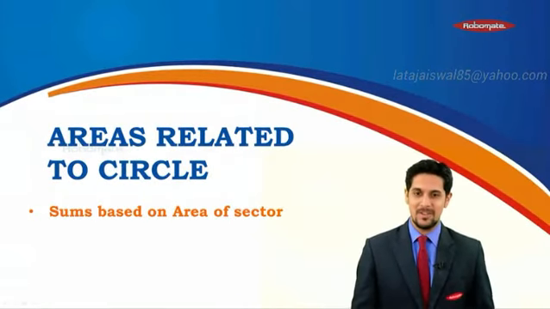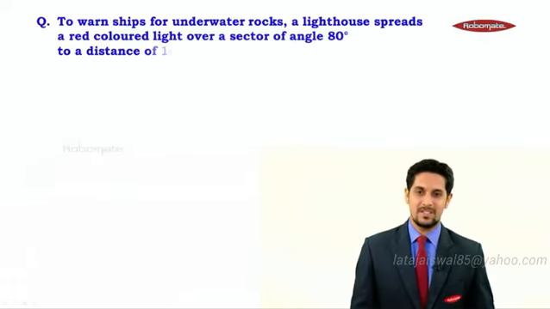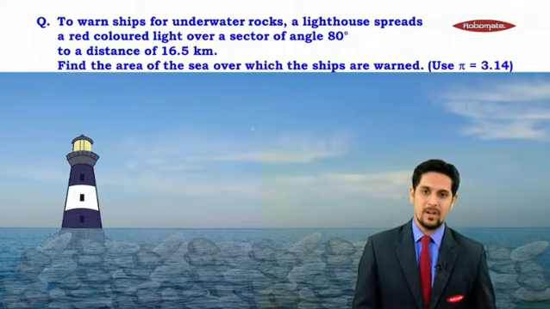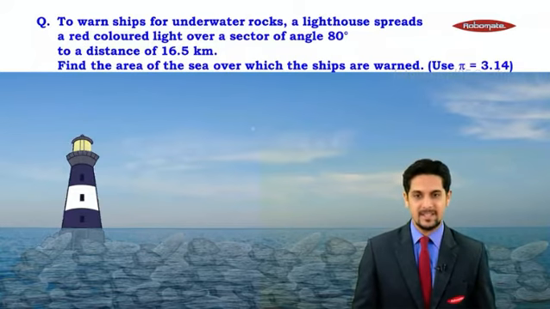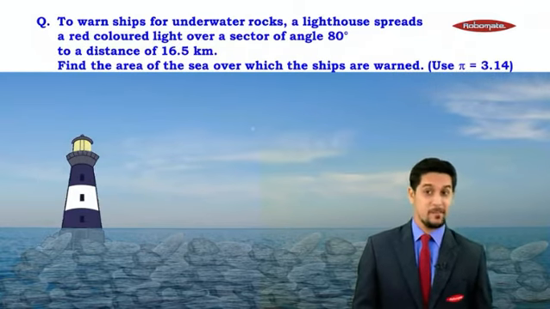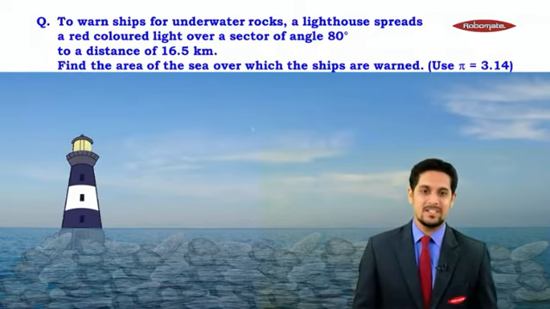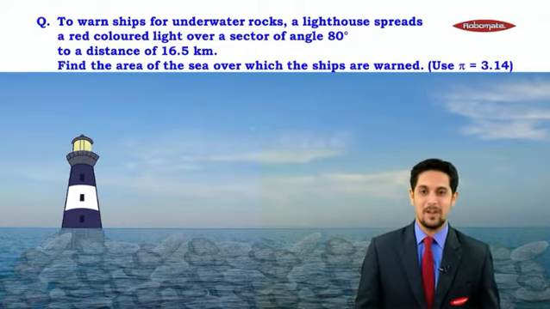In this module, we shall learn the sums based on area of a sector. Here is a very beautiful question which says, to warn the ships of underwater rocks, a lighthouse spreads a red colored light over a sector of angle 80 degrees to a distance of 16.5 kilometers. Find the area of the sea over which the ships are warned. The value of pi is given to be 3.14.